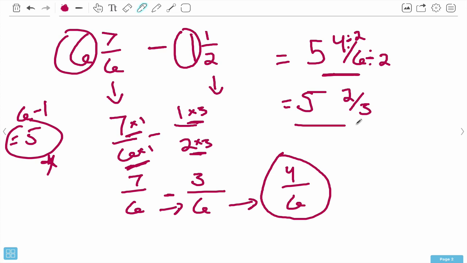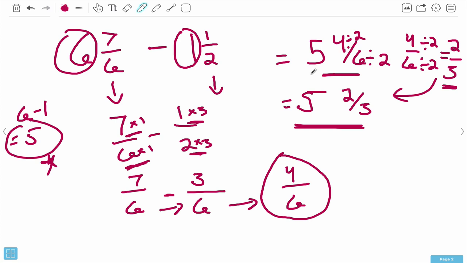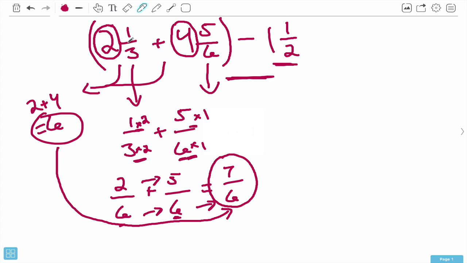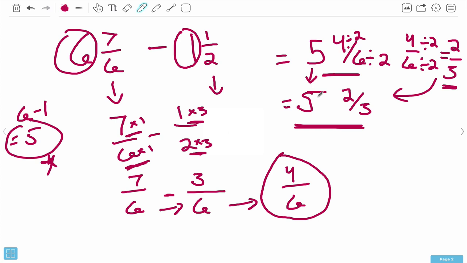So do you see how we got that? 4/6 is the same as 2/3. Divided by 2 equals 2/3. So that's 5 2/3. So the answer to our question from the beginning, 2 1/3 plus 4 5/6 minus 1 1/2, is 5 2/3. Now, moving on to multiplication and division, there's going to be a lot of similarities, but there are some important things to keep in mind.